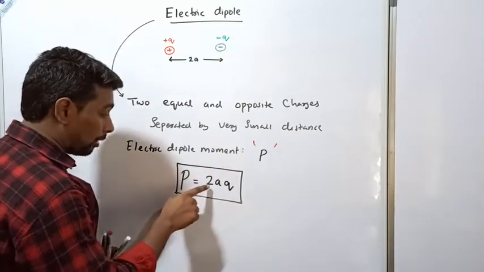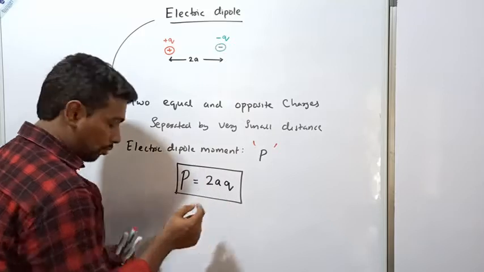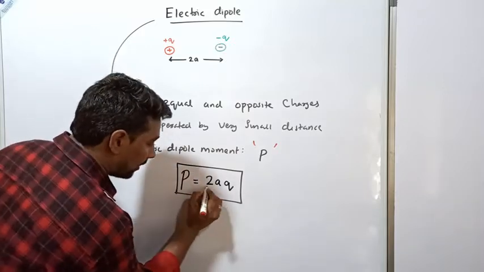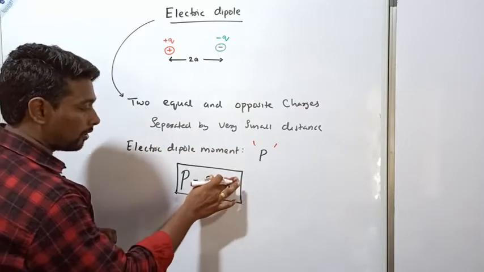Don't think that you have to multiply 2 times the distance. Here 2a itself is the distance. This is our distance, and this is our magnitude. Okay, you got it?